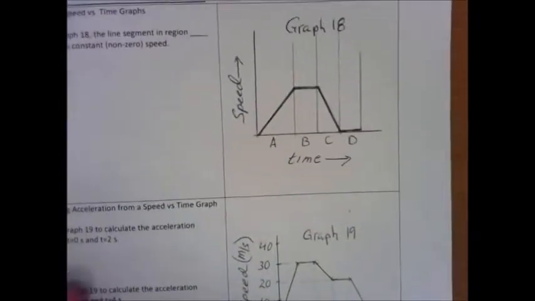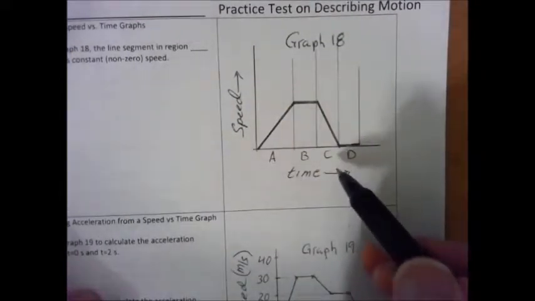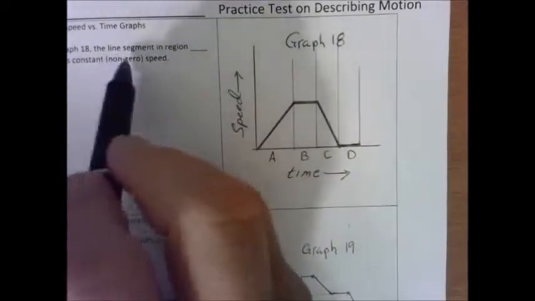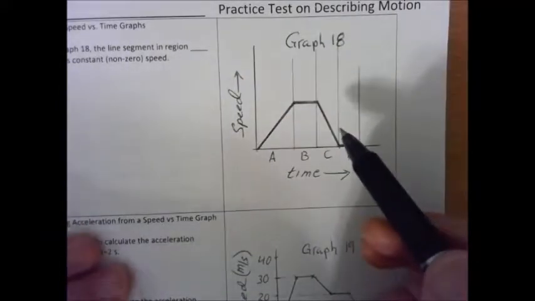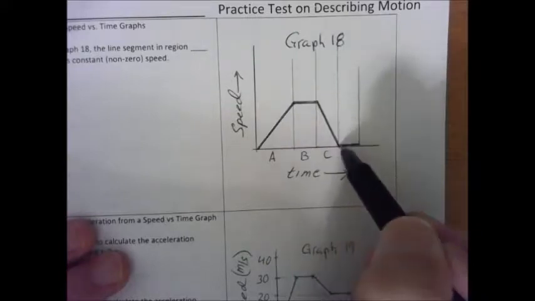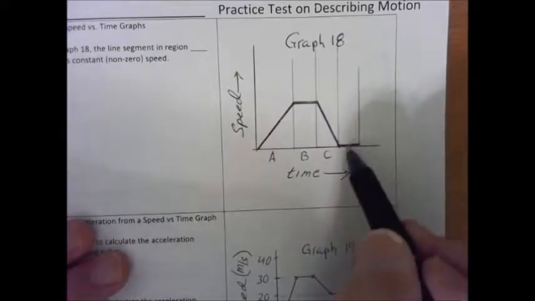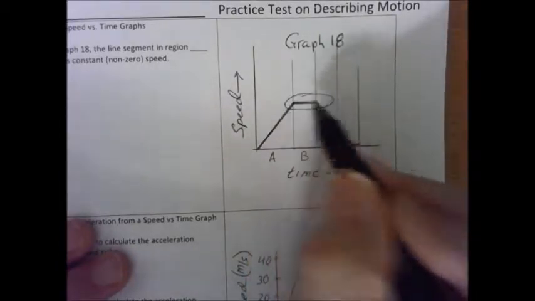Let's look at this page. So now we're looking at speed versus time graphs, and I want to know what region does the line segment illustrate a constant speed? Well, this looks like increasing speed. This looks like decreasing speed. This looks like zero speed. I want to know where constant non-zero speed is, and that is in section B.